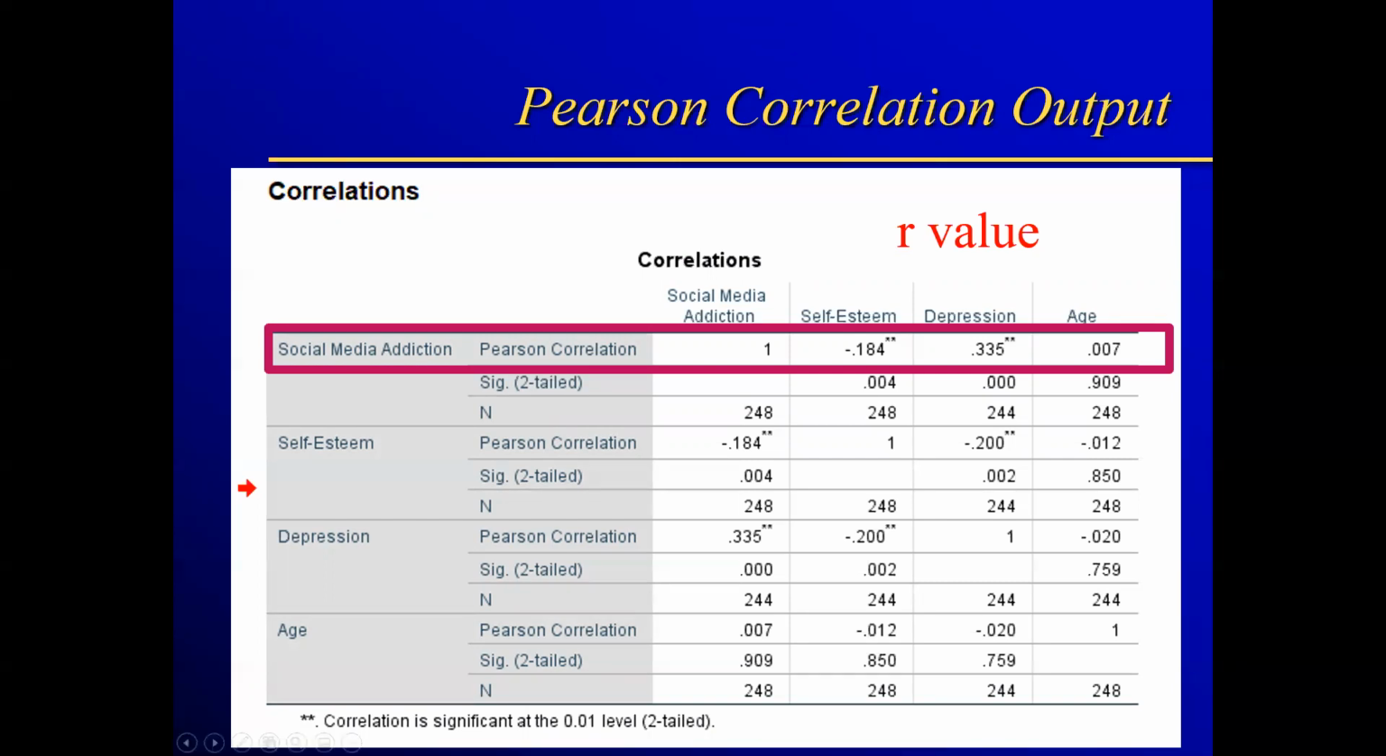All right, so the answer is depression and age. Take depression and we go all the way over to age. It is not significant. We know that because 0.759 is way greater than 0.05. So it's not significant. Therefore, there is no relationship between depression and age.